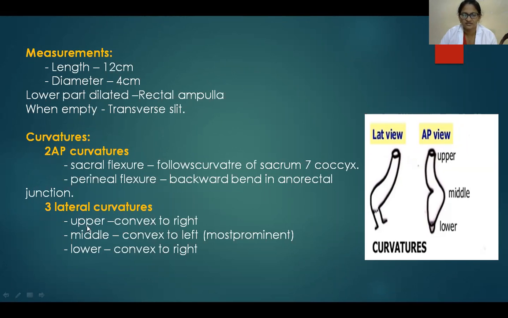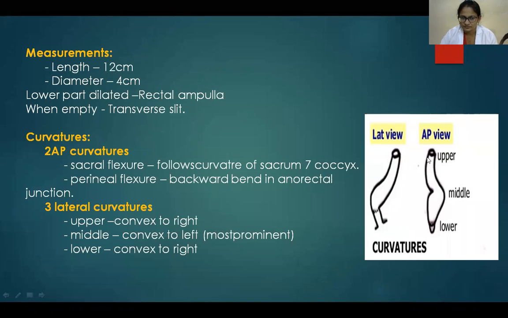What are the three lateral curvatures? Upper part, middle part, and lower part. From the anterior view, we are going to see two. This is the sacral flexure, and this is the perineal flexure. The sacral flexure follows the curvature of the sacrum and coccyx, whereas the perineal flexure is a backward bending at the anorectal junction. Coming to the three lateral curvatures: upper, middle, and lower curvatures.